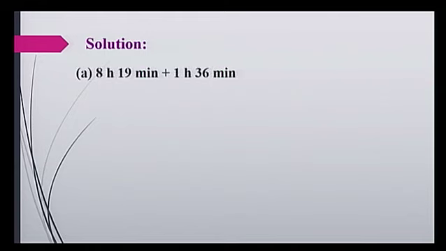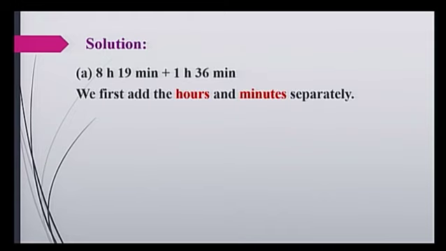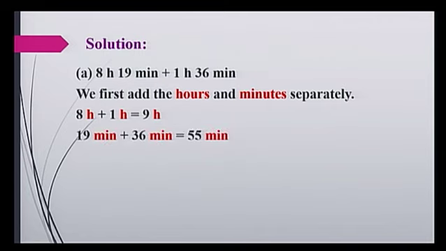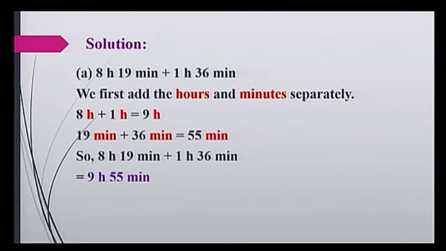So for part A, we have 8 hours 19 minutes plus 1 hour 36 minutes. So we are first going to add the hours and the minutes separately. That is, we add 8 hours plus 1 hour, which gives me 9 hours. We then have 19 minutes plus 36 minutes, which is equal to 55 minutes. So 8 hours 19 minutes plus 1 hour 36 minutes will give me 9 hours 55 minutes.